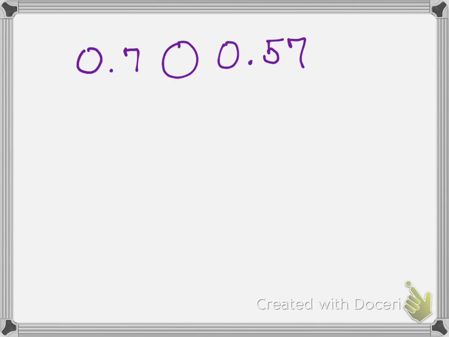Let's look at the next example. This one says 0 and 7 tenths is greater than, less than, or equal to 0 and 57 hundredths. Well, first we look to see if they have a whole number. There is no whole number. So we go to the tenths place. And this one has a 7, and this one has a 5. Automatically, this one is the greatest because it has a higher number of 7 than this one of 5. So this one is greater. So 7 tenths is greater than 57 hundredths.